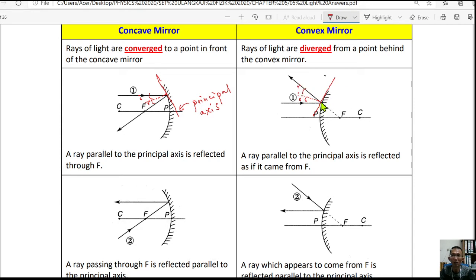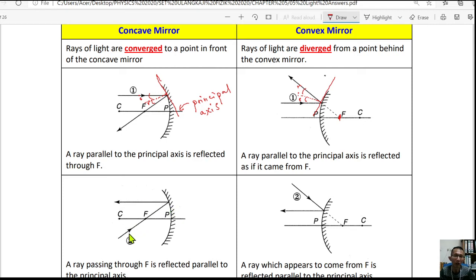But for the ray being reflected, there must be a reference point. Here it's being reflected towards the focal point. Here the ray is being reflected away from where? So it must be away from the focal point. All right, so that's how we draw the first line for concave mirror and also a convex mirror. Okay, now we go to step number 2.